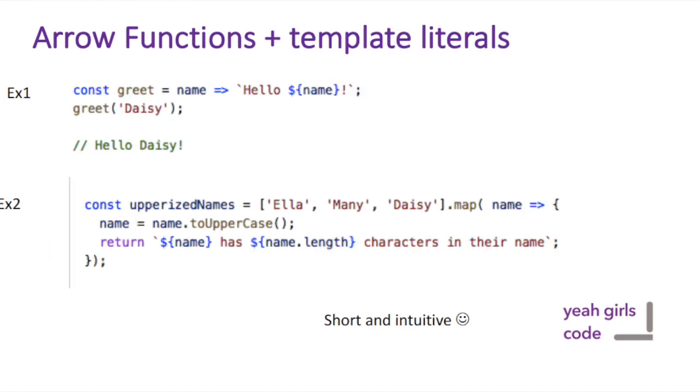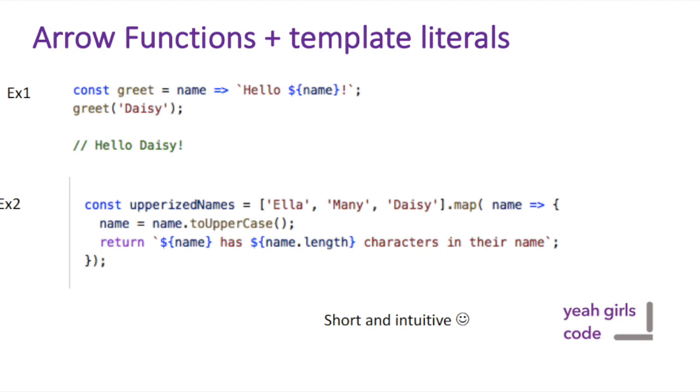So arrow functions couple great with template literals. Look at that. const greet = name => `Hello, ${name}` with the backticks. So you greet Daisy and it says Hello Daisy. And in example 2, you can also see how handy it is.